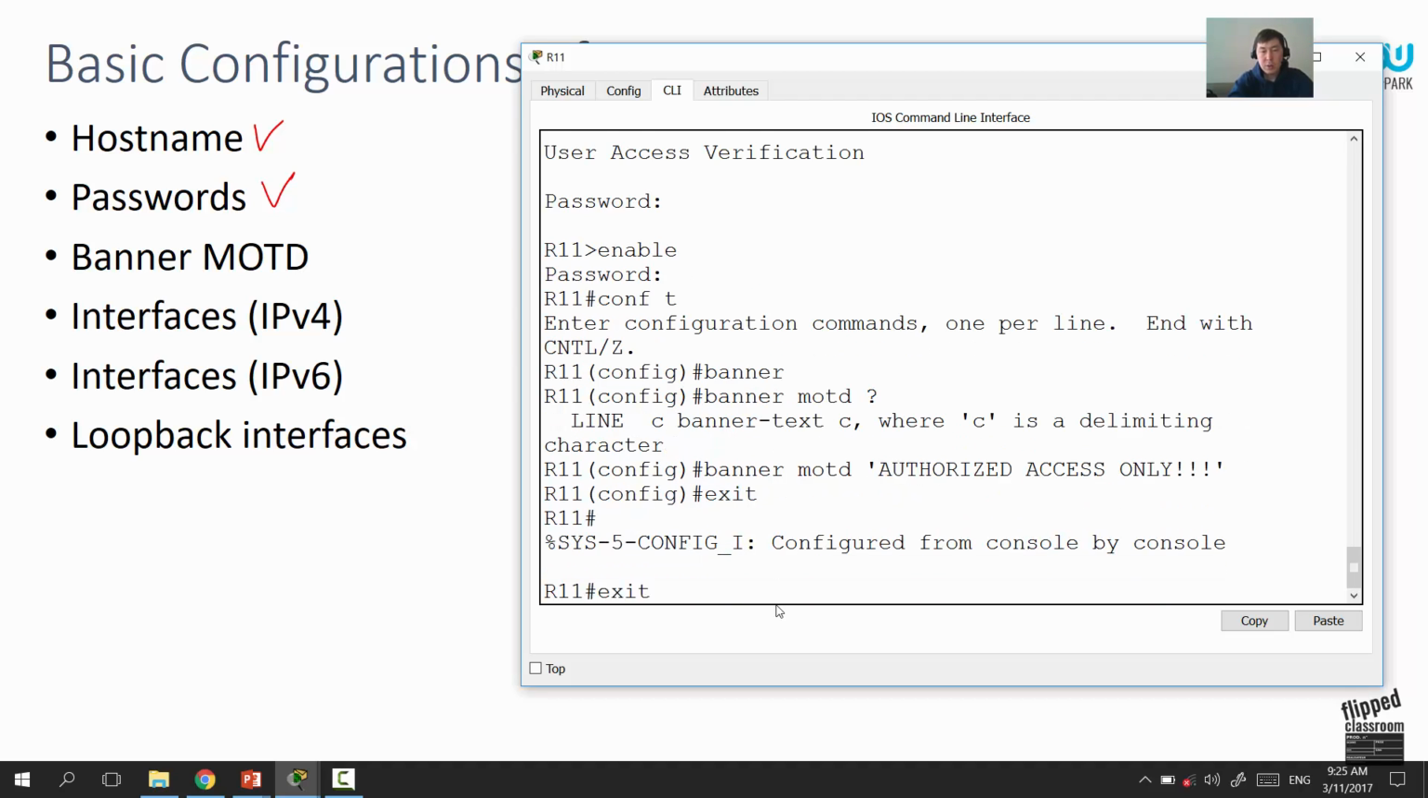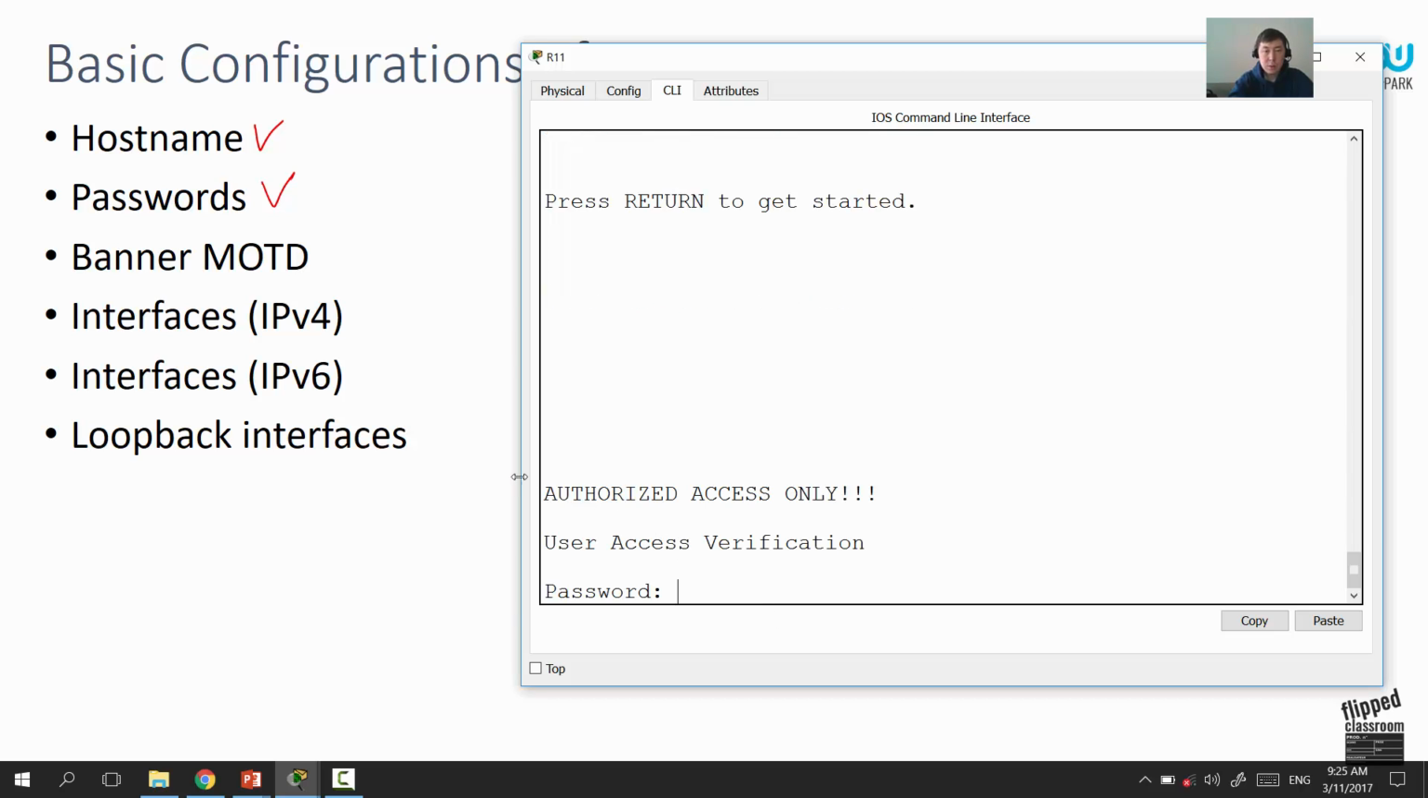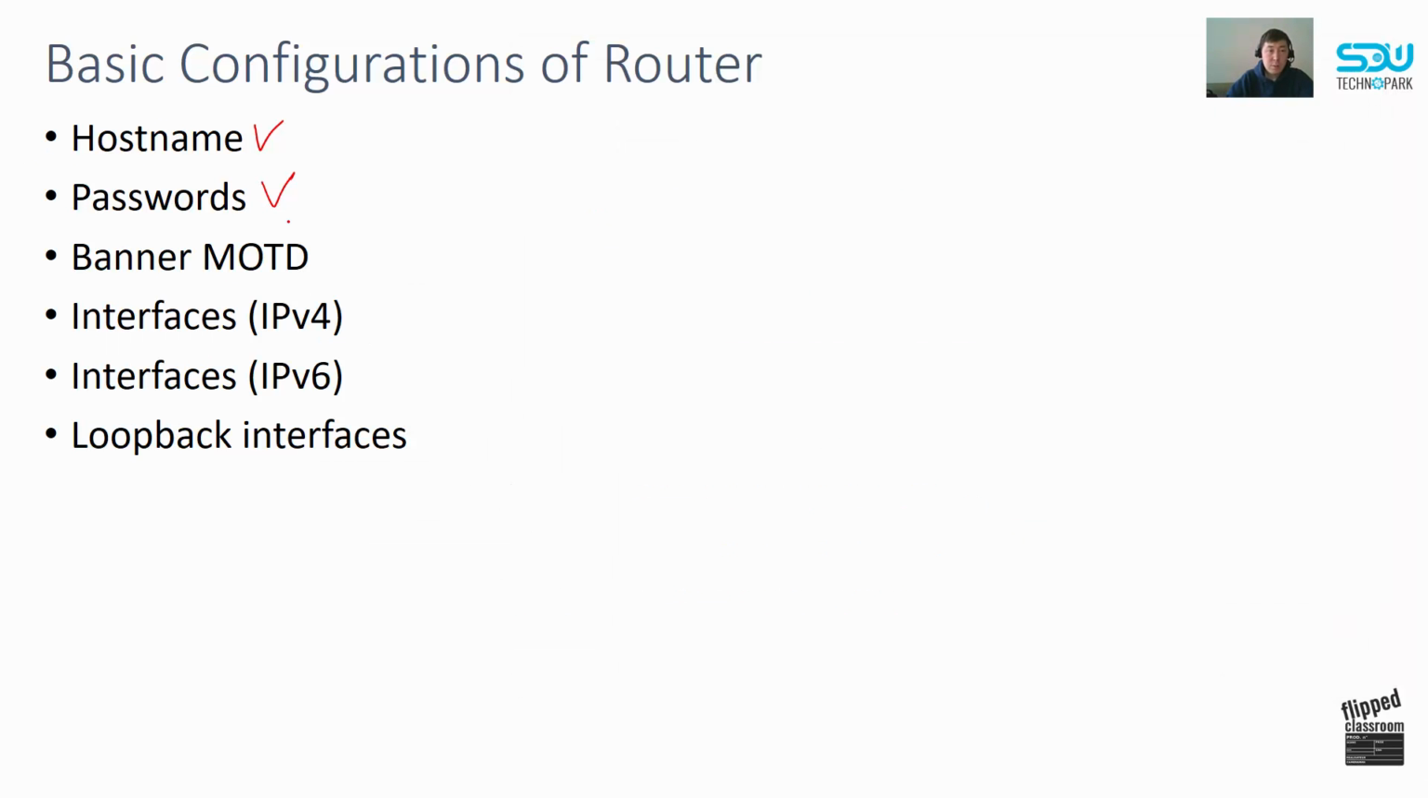And now if I try to access the router, it is saying warning, authorized access only. So you have to tell the people who are trying to break into your router, or who try to connect to this device to manage it, that they are not allowed. It's like unauthorized access is prohibited, and so on. Alright, the third part is done.